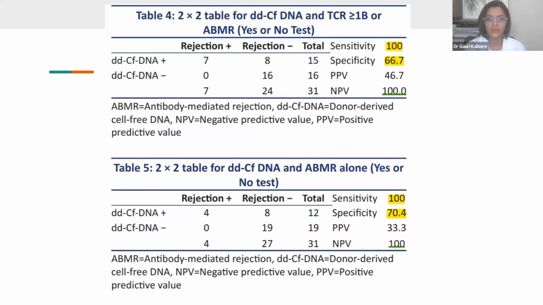So here there are two tables. The topmost is for ABMR in the form of a yes and no test. The sensitivity is obviously increased, to about 100. And the negative predictive value is also 100. So it is quite significant. And if we consider the next table for donor-derived cell-free DNA and ABMR alone, the negative predictive value is consistent at 100, as well as the sensitivity, and the specificity is slightly increased.